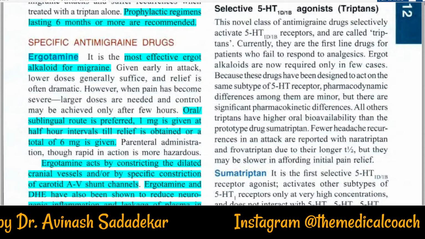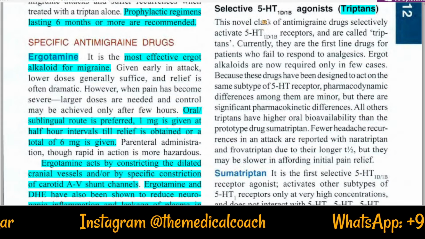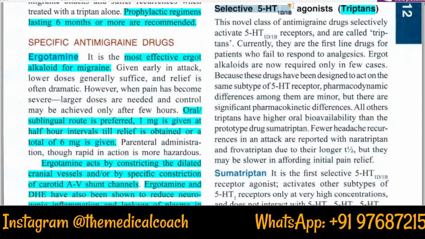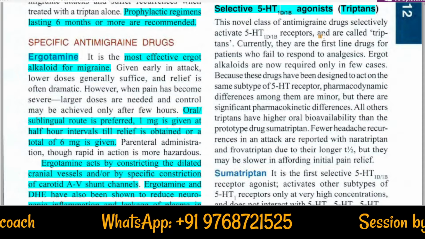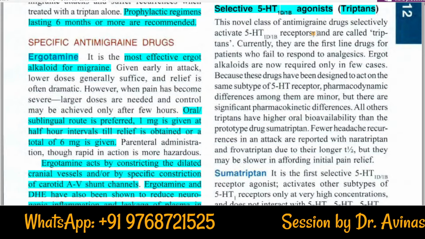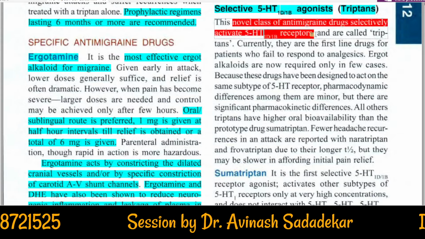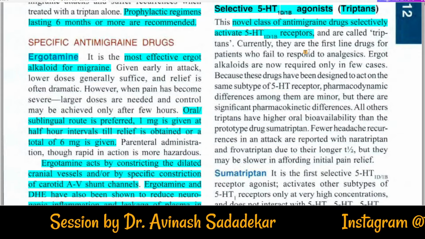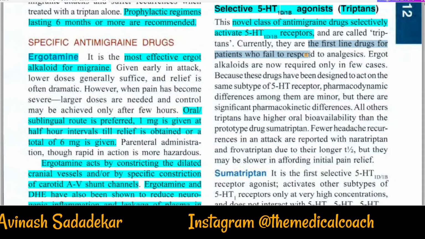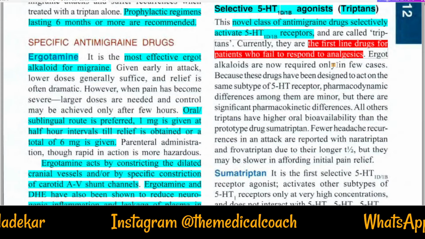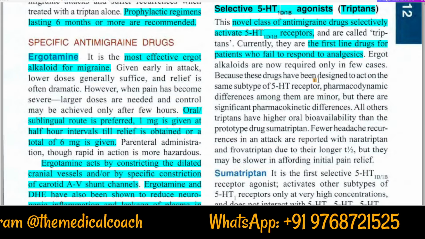The second migraine specific drug that you need to know is triptan. Now what are triptans? These are selective 5-HT1D/1B agonists. A very novel class of medications. They activate the 5-HT1D/1B receptors, and they are the first line drugs for all those patients who fail to respond to other analgesics. That's the reason why we don't use ergots now.